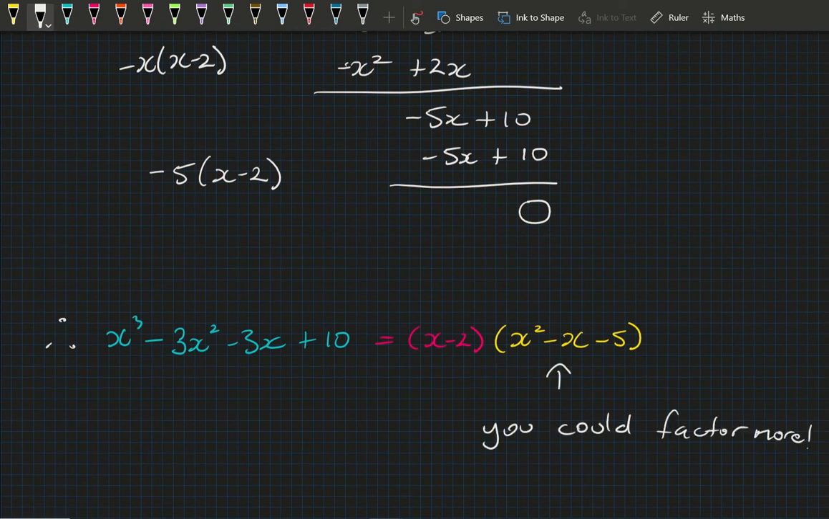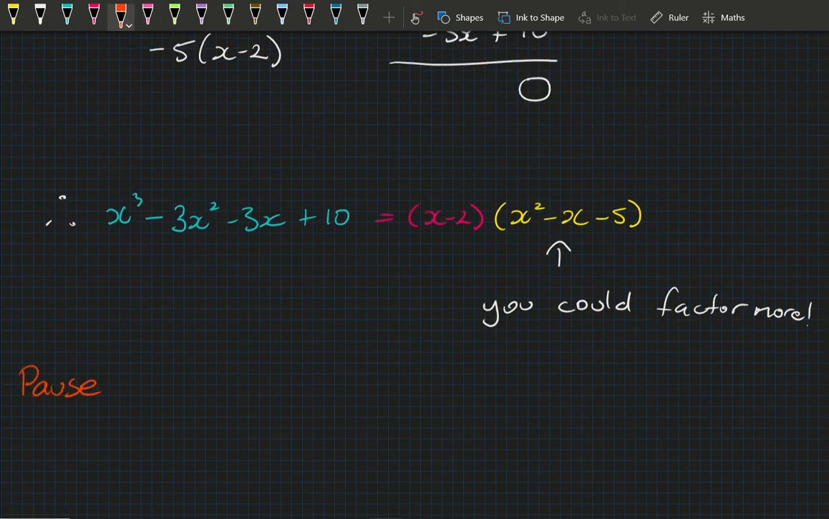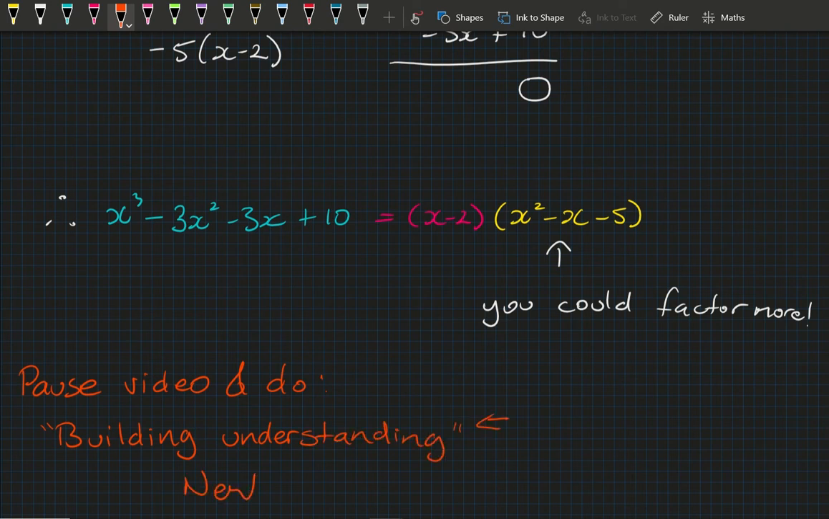Okay, so that's the key idea. I'll go over the steps formally in the sections later on in this class, but for now you should pause the video and work on the building understanding questions in the new book, which translates to questions 1, 2 and 3 in the old book.